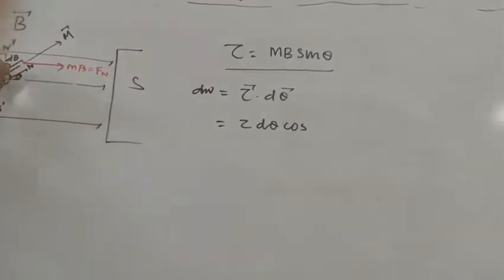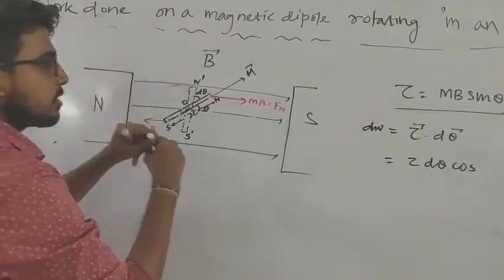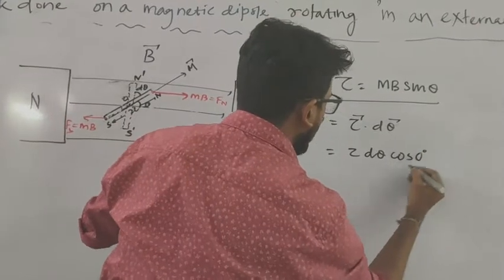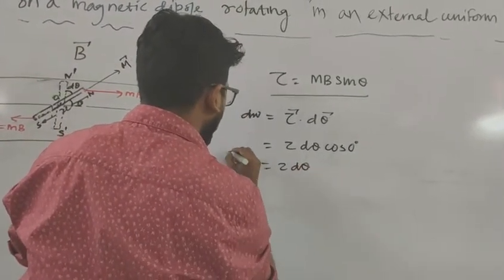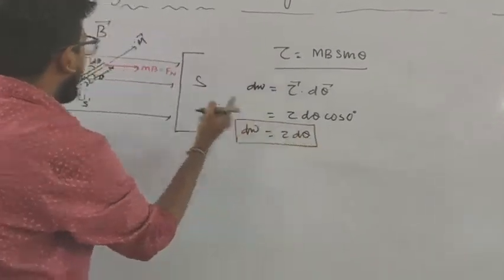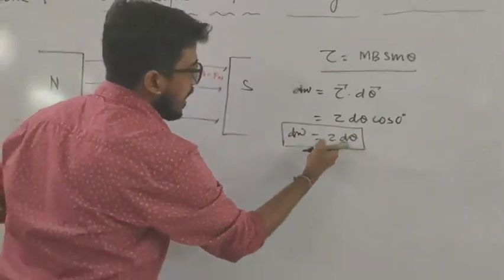As both are outward, the torque will be outward and the angular displacement will be outward. So here theta will be how much? 0 degree. So it will become tau d theta equal to dW. This is the amount of work done by the external force agent to rotate the dipole by an angle.